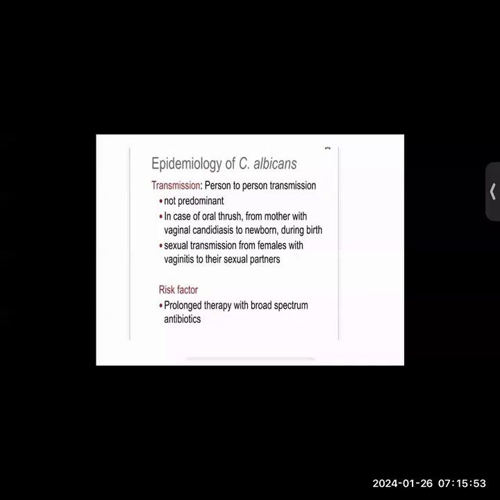Next slide. Transmission is from person to person, though not predominant. In the case of oral thrush, from a mother with vaginal candidiasis to the newborn, and also during birth. Then sexual transmission can be from females with vaginitis to their sexual partners. Risk factors could be prolonged therapy with broad-spectrum antibiotics.